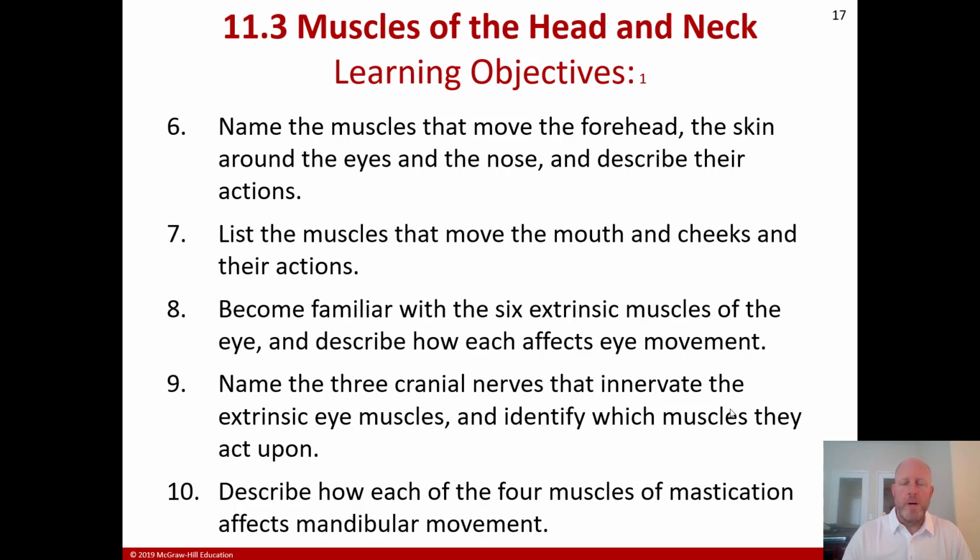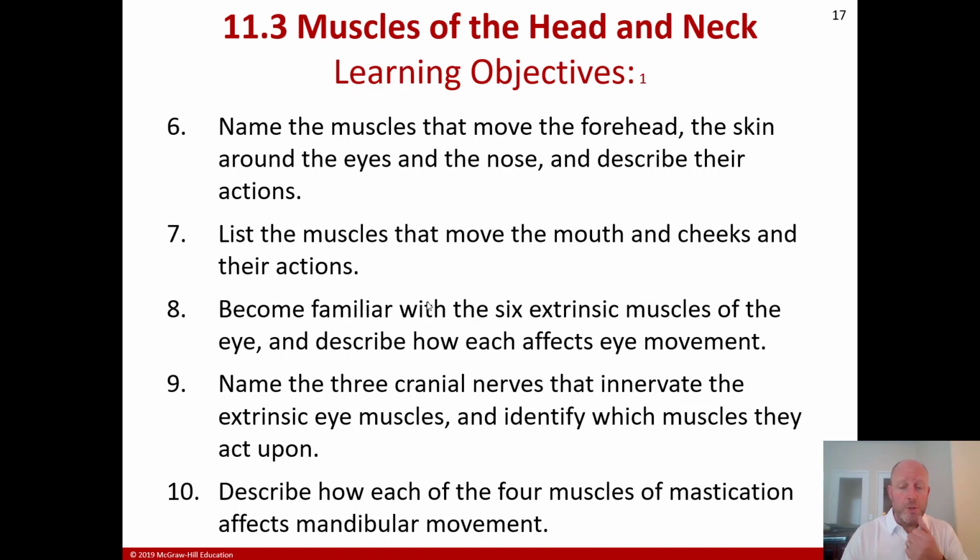Continuing with our discussion of muscles of the axial and appendicular skeleton, now we're referring to muscles of the head and neck. Learning objectives for this section include naming the muscles that move the forehead, the skin around the eyes and the nose, and describing their actions. Listing the muscles that move the mouth and cheeks and their actions.